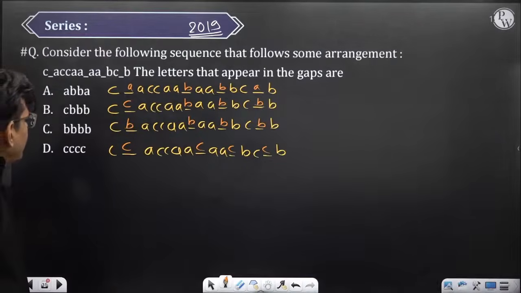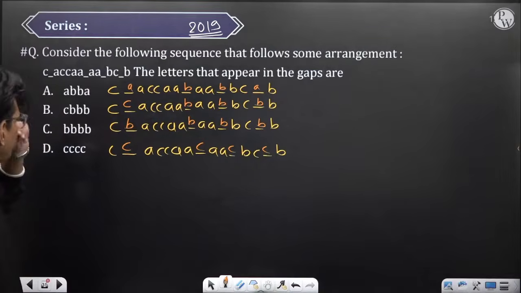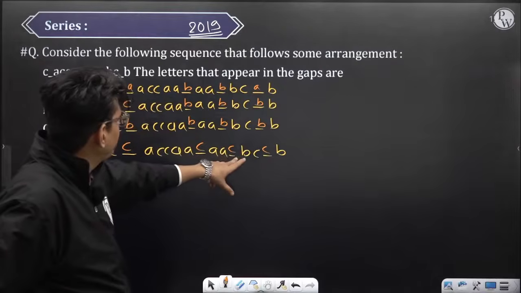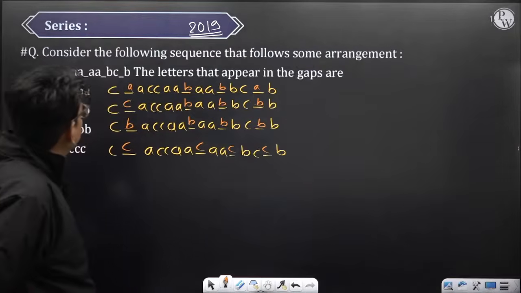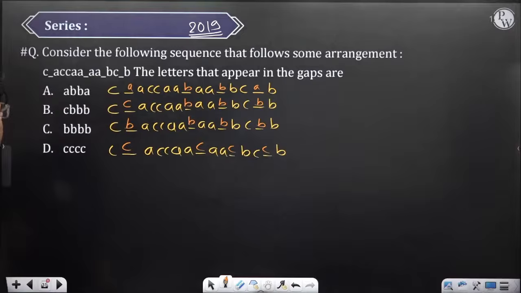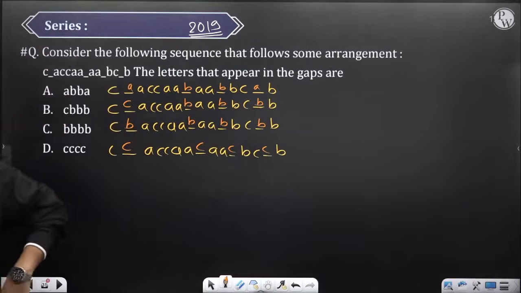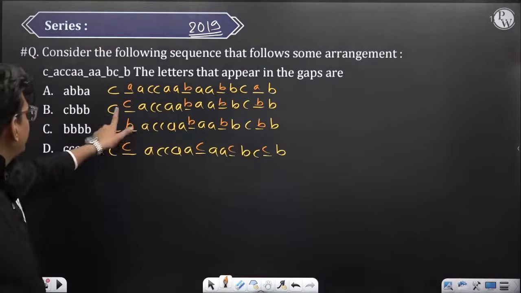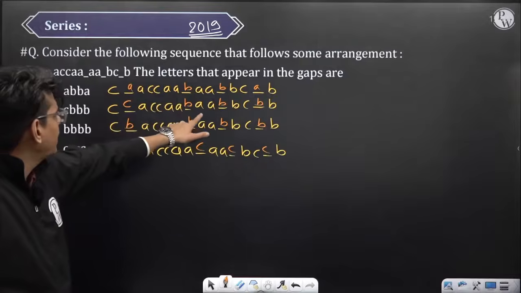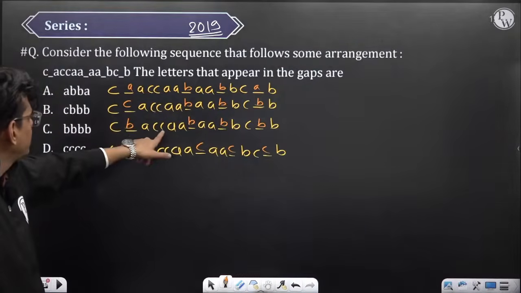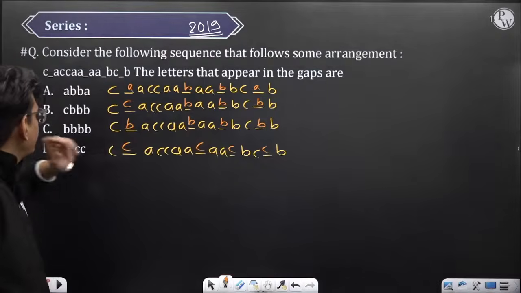CCA, CCAAC, CCACBC. There are how many terms? 1, 2, 3, 4, 5, 6, 7, 8, 9, 10, 11, 12, 13, 14, 15. So we can divide them into 5 or 4. Try and find the pattern. CCACC, AABAA, BBCBB. There is one pattern. CBACC, AABAA. No pattern here.